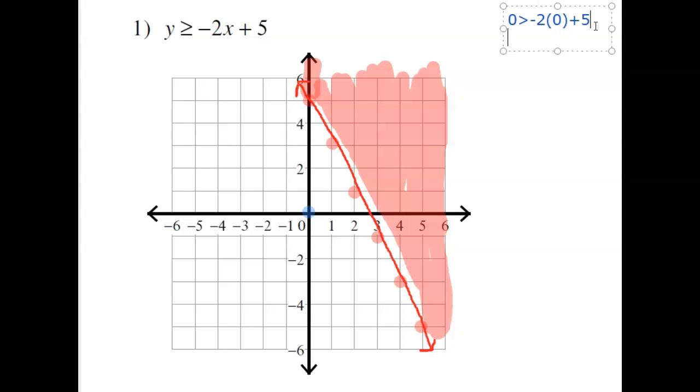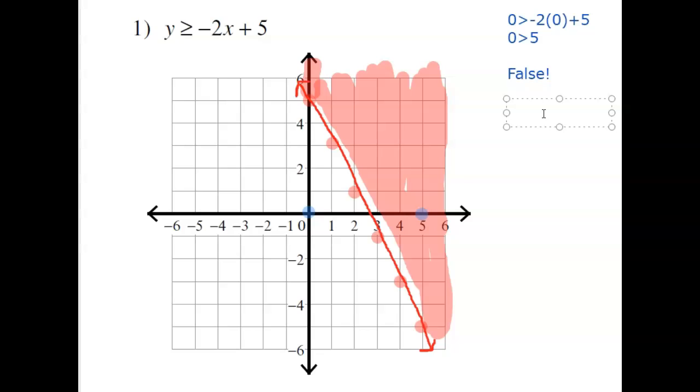So if I plug in (0, 0), I get 0 is greater than or equal to 5. But we know that 0 isn't greater than or equal to 5. So that test point's false, which is what I was hoping for, because I'm not shaded at (0, 0). You could pick a different test point, like (5, 0), which is in my shading. And now the goal is if I pick a test point in the shading, I want it to be true.